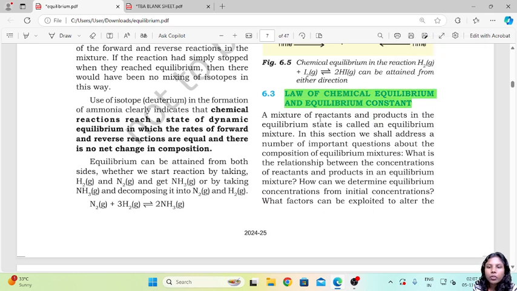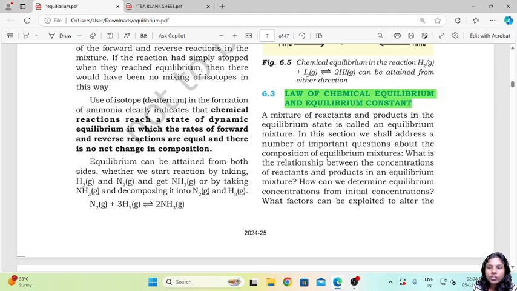A mixture of reactants and products in the equilibrium state is called an equilibrium mixture. Whenever we have a mixture of both reactants and products which are both at equilibrium, that mixture itself is called the equilibrium mixture.